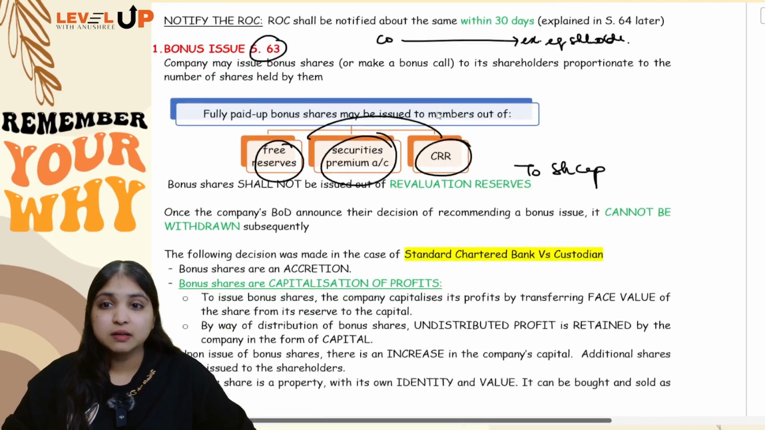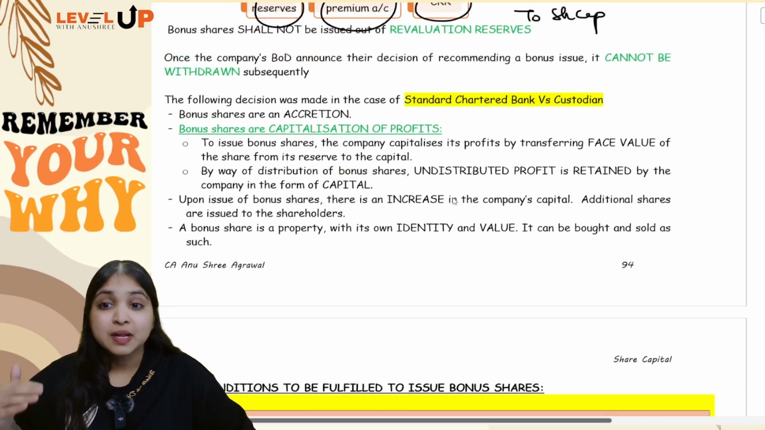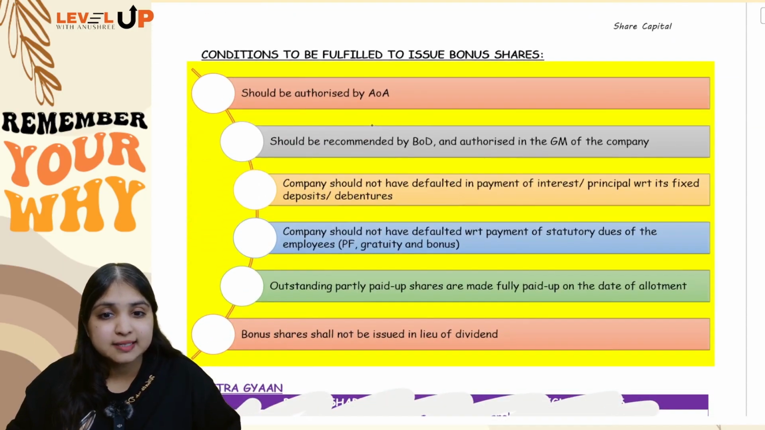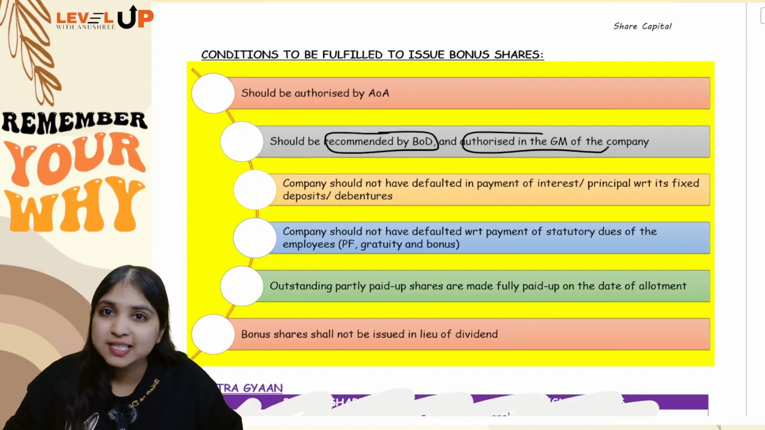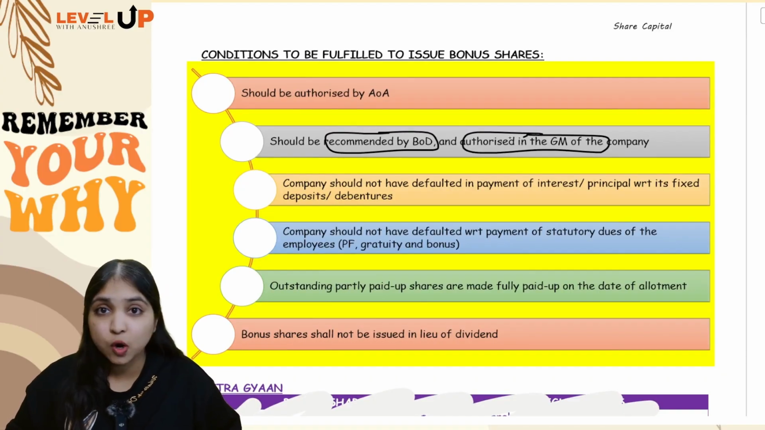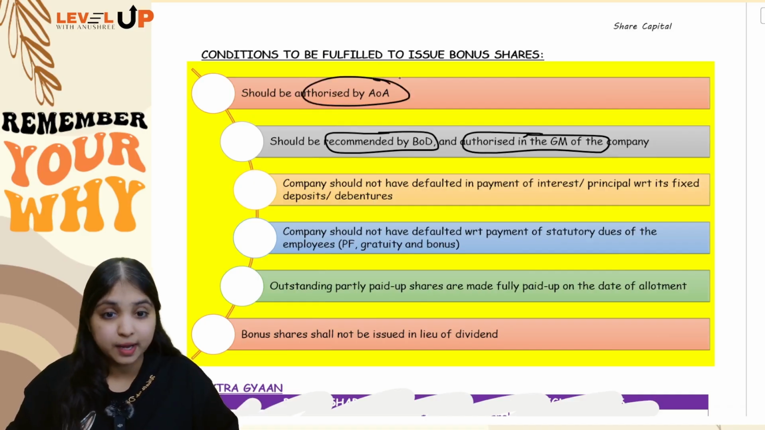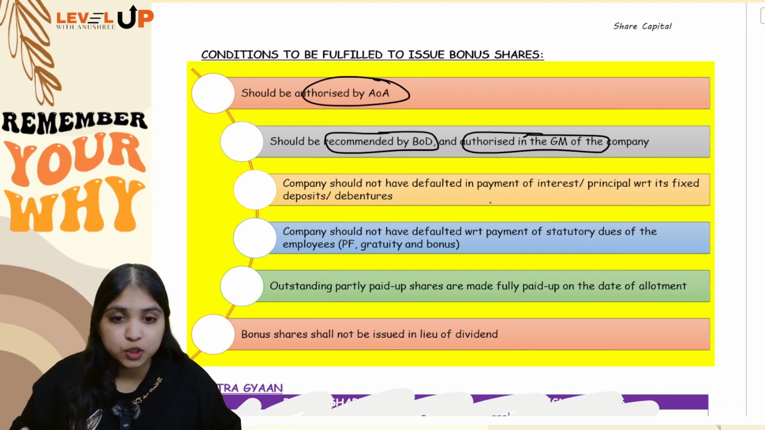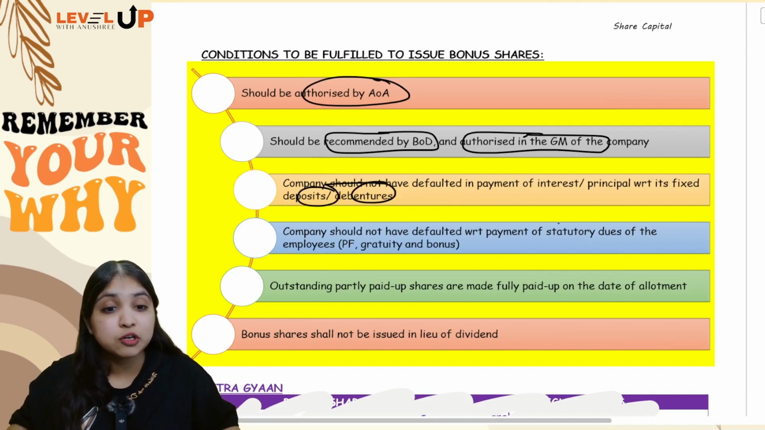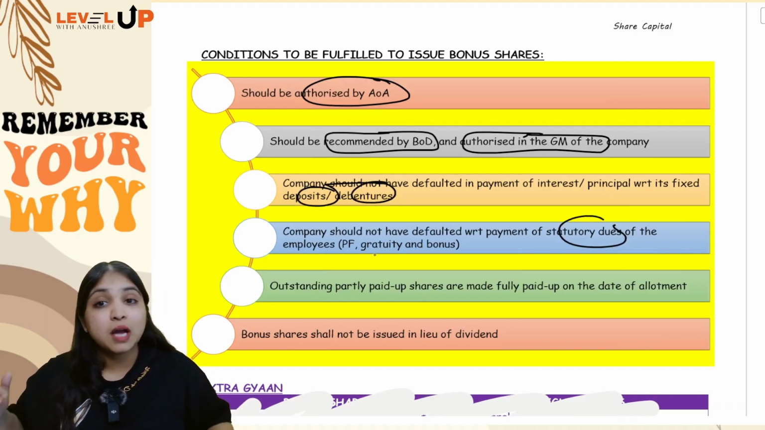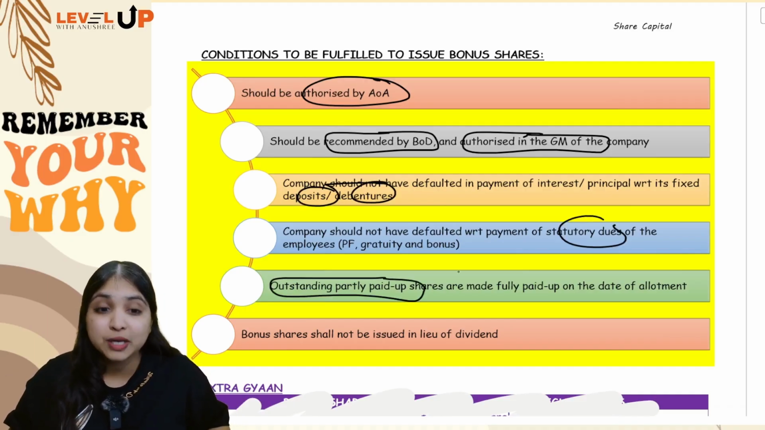Then we discussed that whenever the company wants to make a bonus issue, like dividend, it is recommended by the board and it is authorized by the shareholders in the meeting by passing an ordinary resolution. Then the company can make a bonus issue only if it is authorized by the AOA. There should not be any subsisting default with respect to repayment of deposits or debentures. There should not be any subsisting default relating to statutory dues of employees. The outstanding partly paid up shares should be fully paid up. Only then can the company issue more bonus shares.